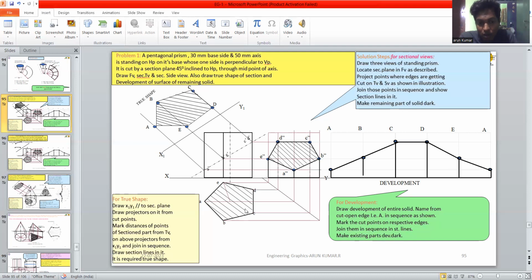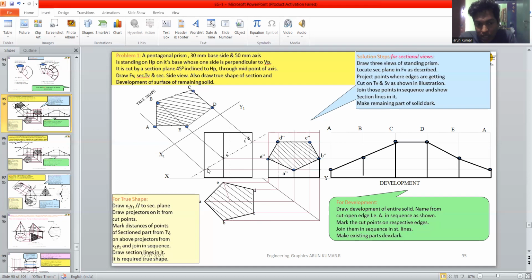First of all, what is the development? You have to expand your solid, that is the surface. First you draw the line. What is the solid here? Pentagonal prism. What is the base value? 30. So each and every length is 30. So 30 into 5 gives a value, and that value is the total development length of your solid.